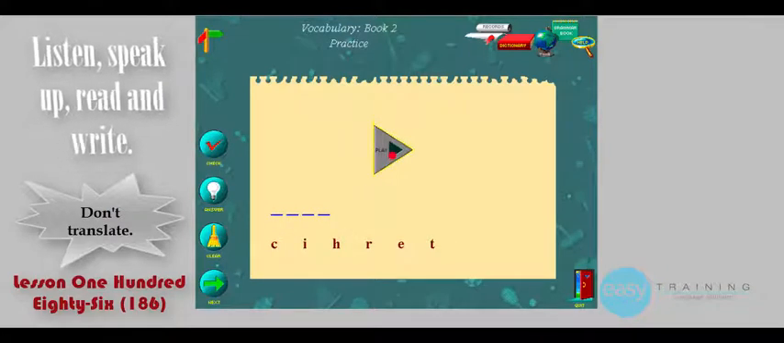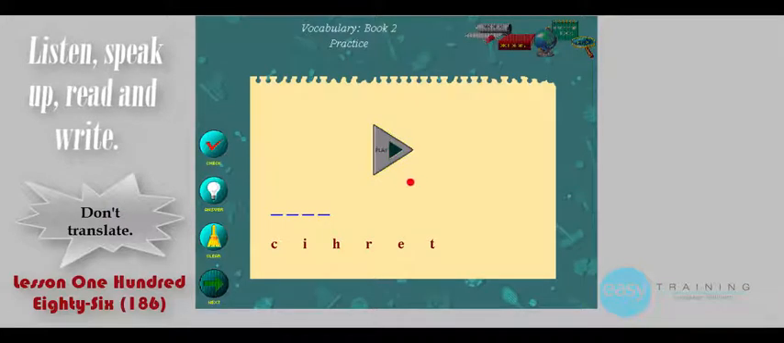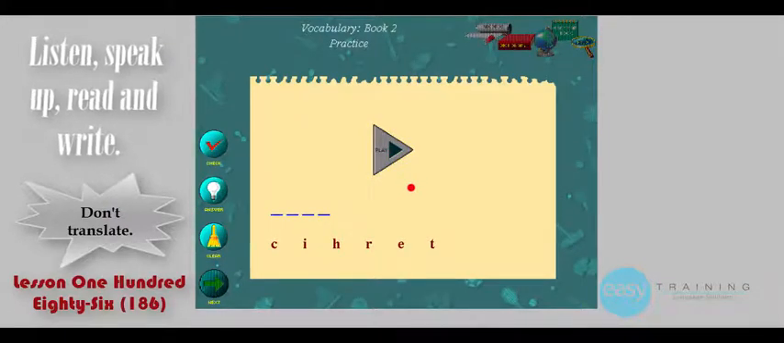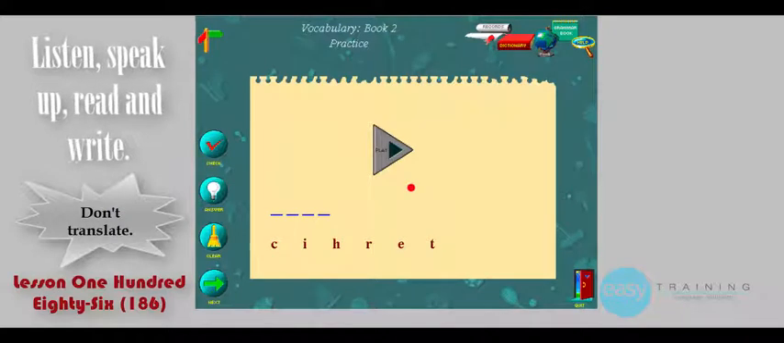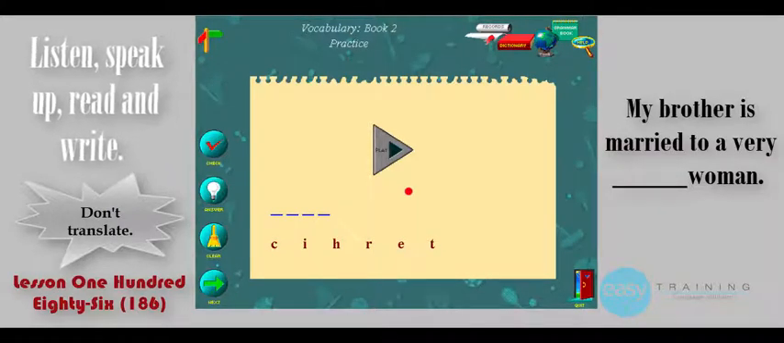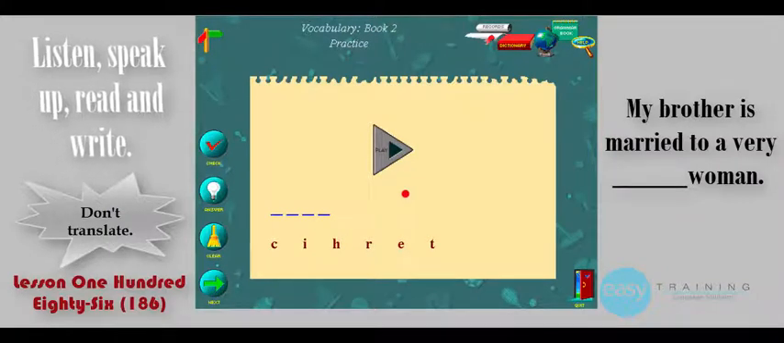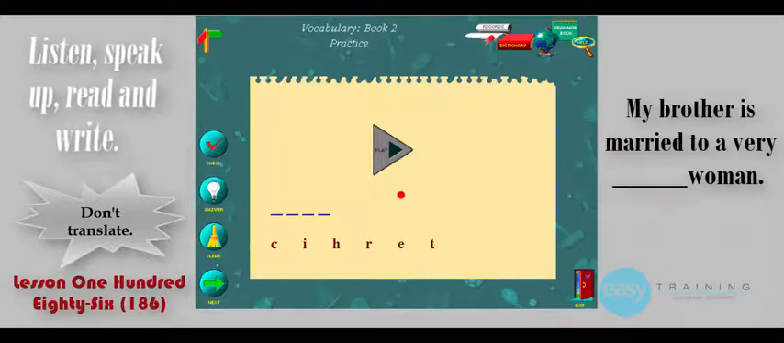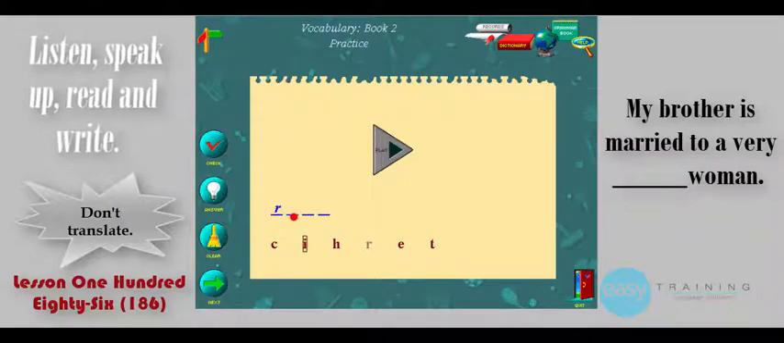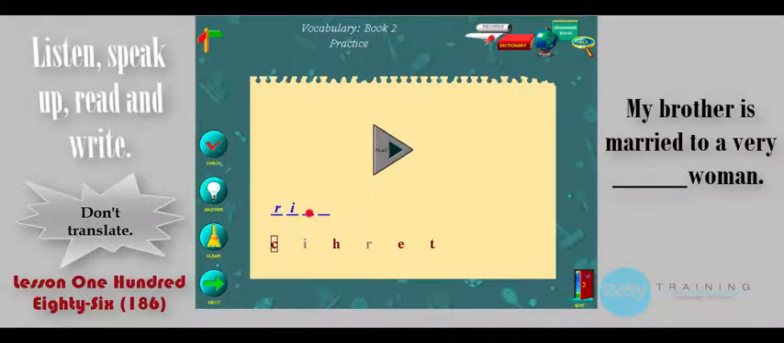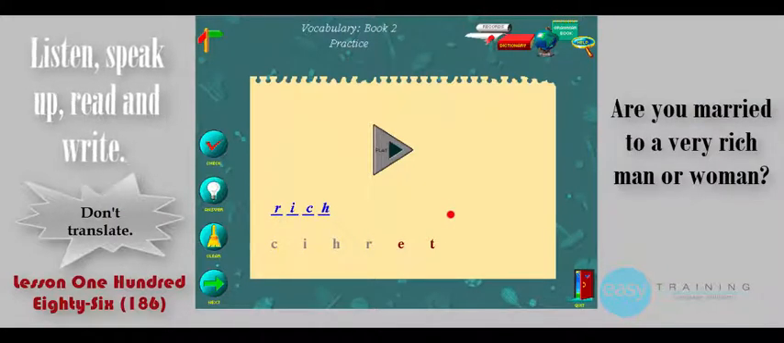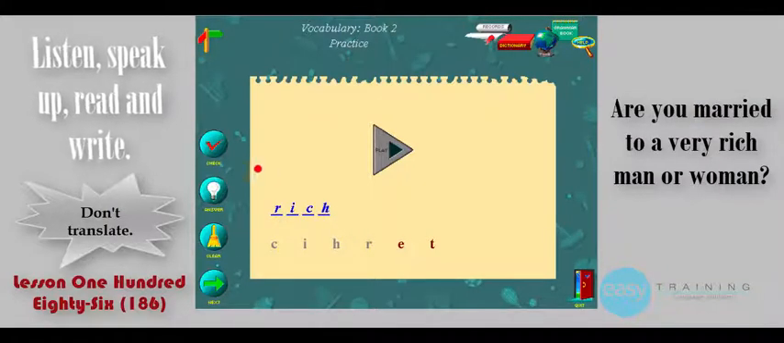Listen. Rich. My brother is married to a very rich woman. This man says, my brother is married to a very rich woman. Rich. That spells R-I-C-H. Are you married to a very rich man or woman?